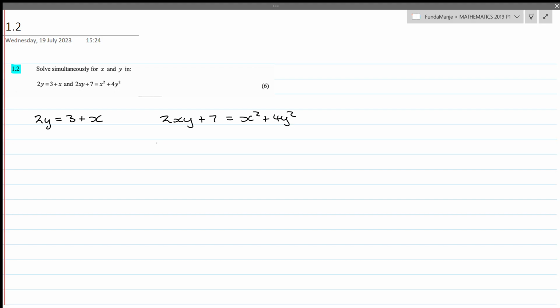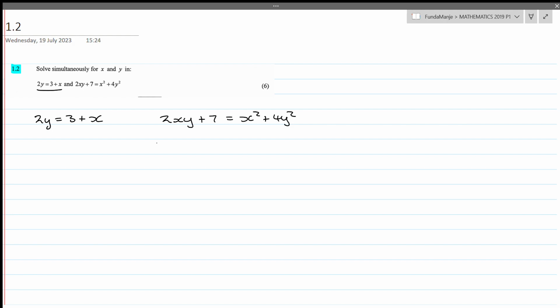What we have for 1.2 is a question that says solve simultaneously for x and y in the following. So here we have two equations. Both have two unknown variables x and y, and we should solve for them simultaneously. So what we do is we pick the simplest looking equation. In this regard, it would be the first equation.